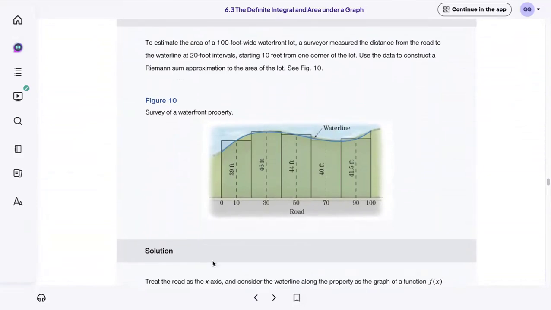Let's see this example. This example is saying to estimate the area of a 100 foot wide waterfront lot. From here to here is 100. A surveyor measured the distance from the road to the water line at a 20-foot interval, starting 10 feet from one corner of the lot. Use the data to construct a Riemann sum approximation. So that's the picture of it. So we're going to use Riemann sum to approximate.